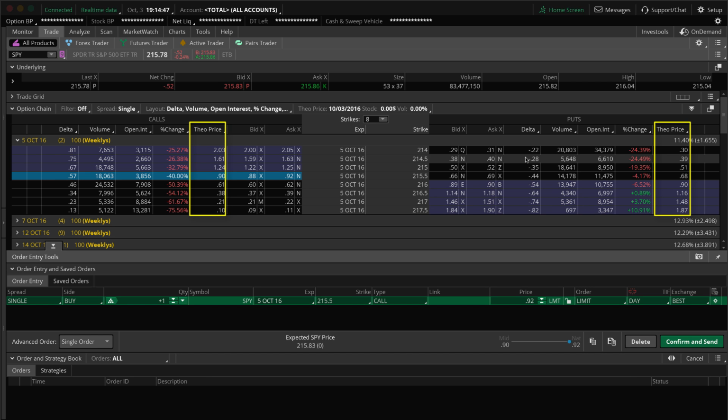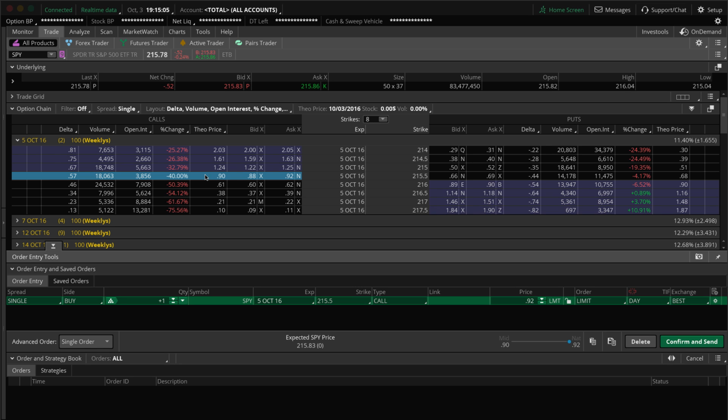So all of this is based upon what you would call theoretical price. Now there's a custom column in the trade tab that Thinkorswim provides. It's called Theo price, and really it's essentially just the mid between the bid and the ask. It's really the midpoint is what it is.